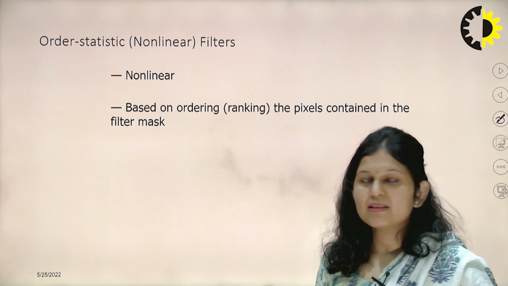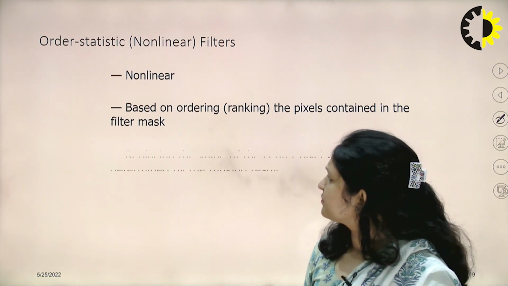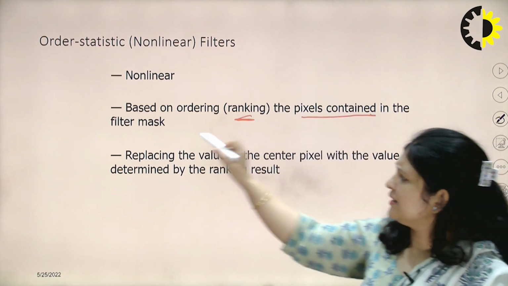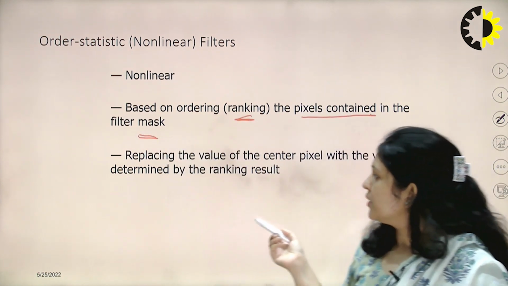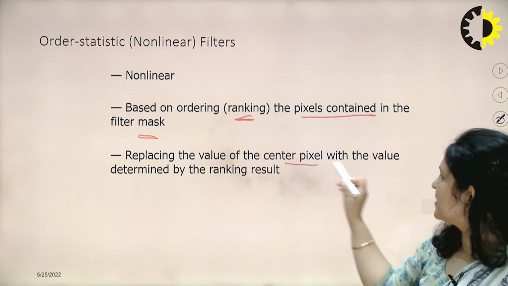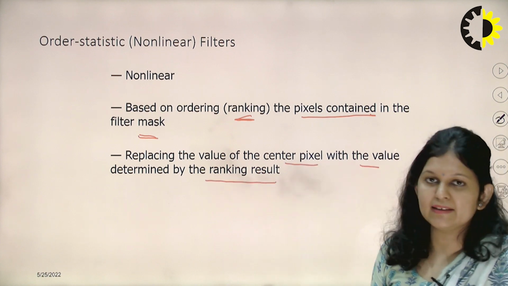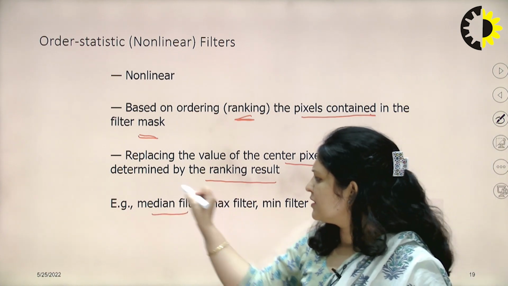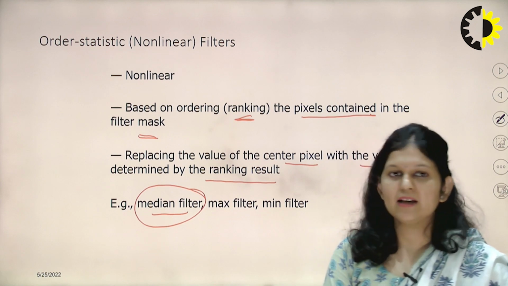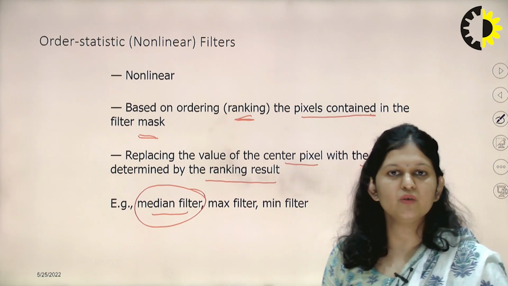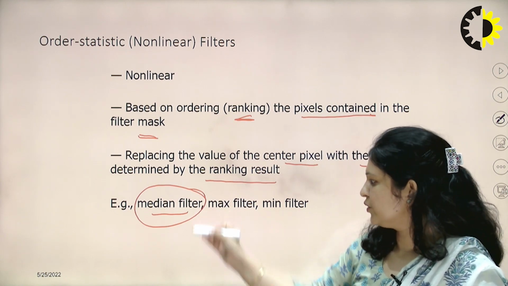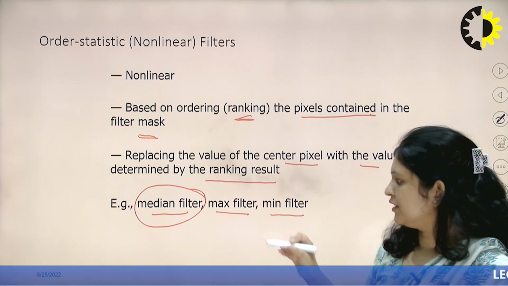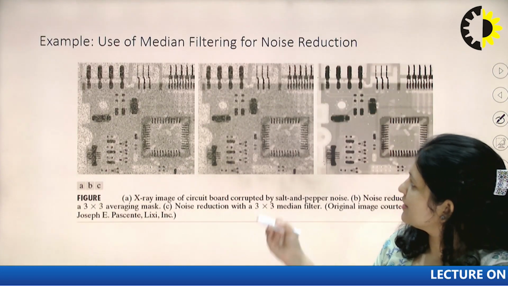That is the order statistic non-linear filters. These are based upon the ranking of the pixels contained in the filter mask. Here we replace the value of the center pixel with the value determined by the ranking result. In this category we have the median filter. It's a very good filter if we have to apply smoothing, that is, remove the noise from our image. We can go for the median filters. Then we have the max filter and the min filter. So let's see the median filter.